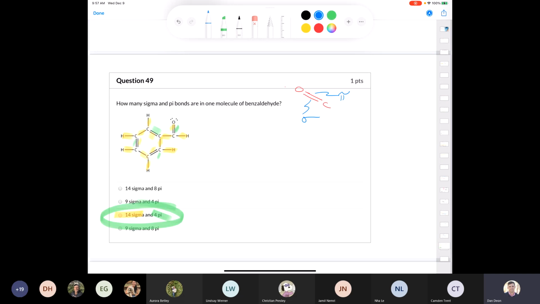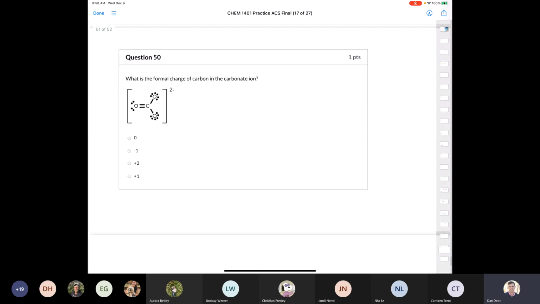Just one more thing before we move on. Remember that when you have a triple bond, and this is something we went over a few times, first bond is a sigma. Everything after a sigma is a pi. So you've got 2 pi bonds in a triple bond. All right, let's look at the very last question on the practice exam.